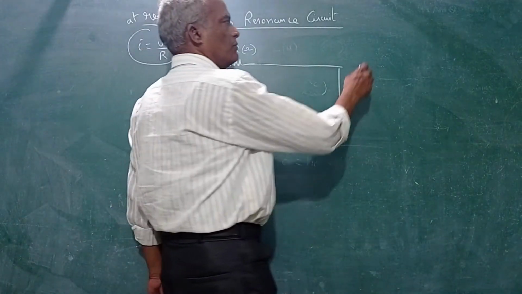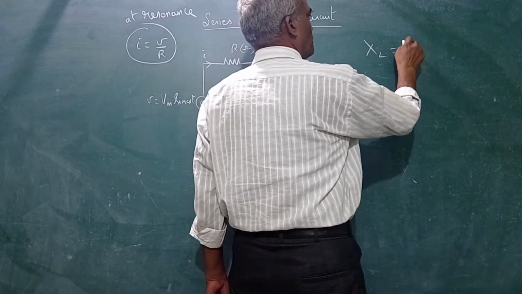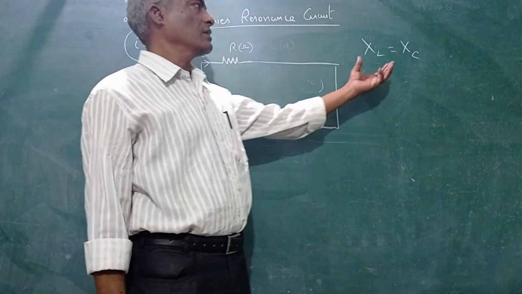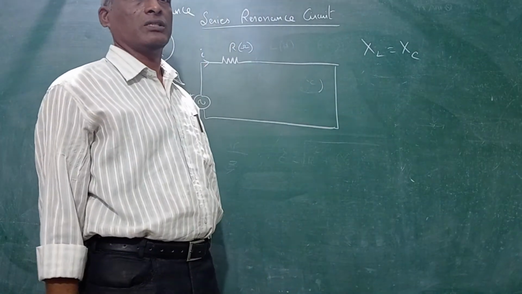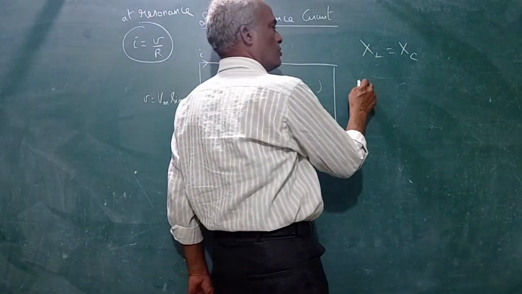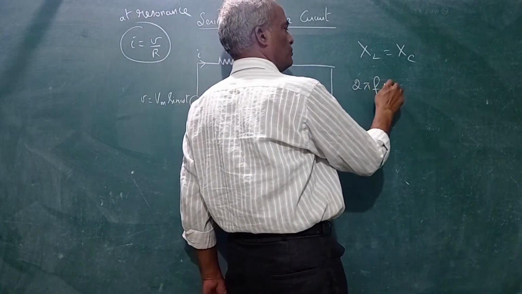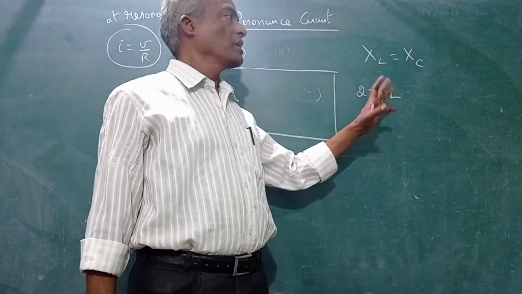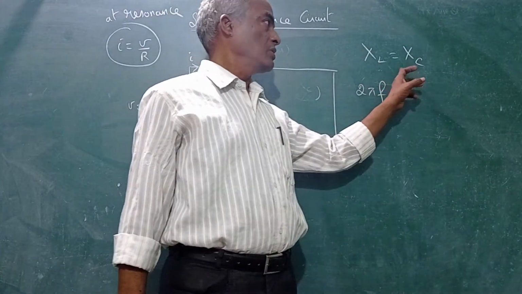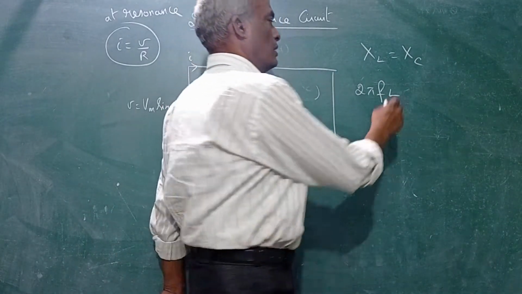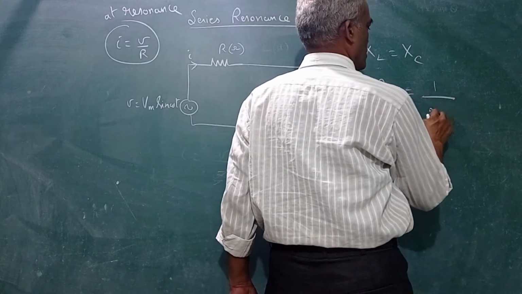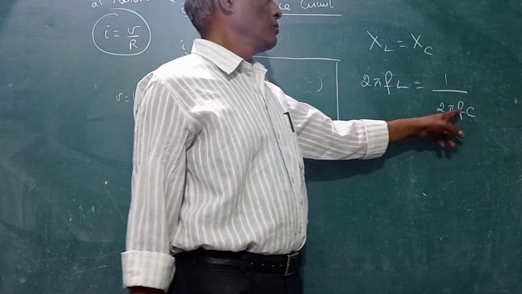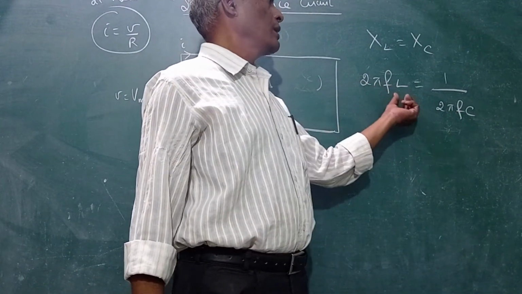Now we will derive the resonant frequency. We have seen that XL equal to XC is the condition required in the series resonance circuit. So XL is equal to 2 pi FL, that is omega L. Inductive reactance should be equal to capacitive reactance. Now XC is equal to 1 by 2 pi FC. Now bring this F here and 2 pi L to the other side.